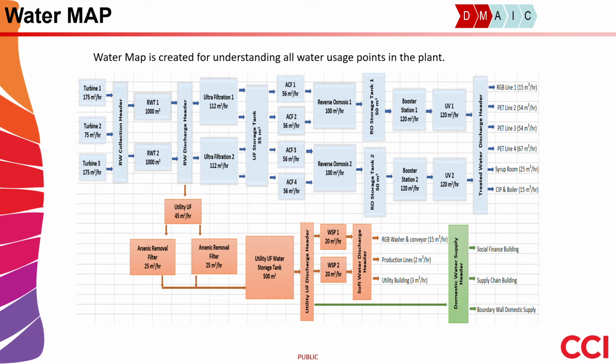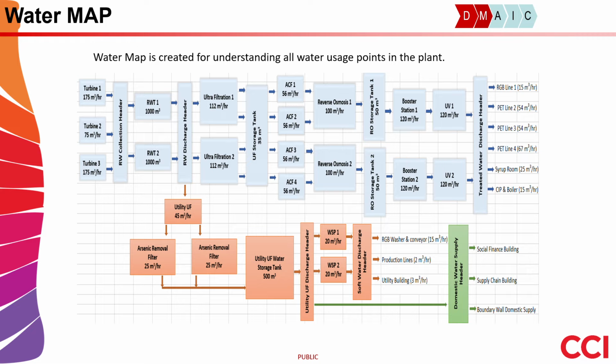Then the ultrafiltration storage tank. After that we have activated carbon filters. There are four filters, each of 56 meter cube per hour flow capacity. Then we have RO, reverse osmosis, two ROs, each of 100 meter cube per hour. After that we have storage tanks, then booster stations, ultraviolet sections, and the last one is the treated water discharge header. From this header there are six lines going to production areas, syrup room, boiler, etc.